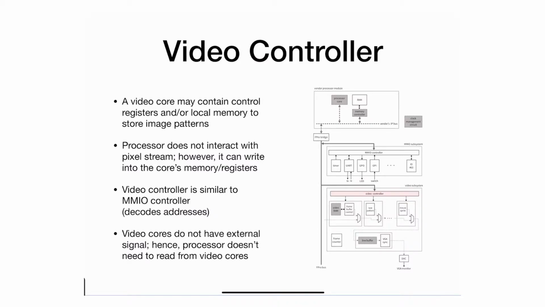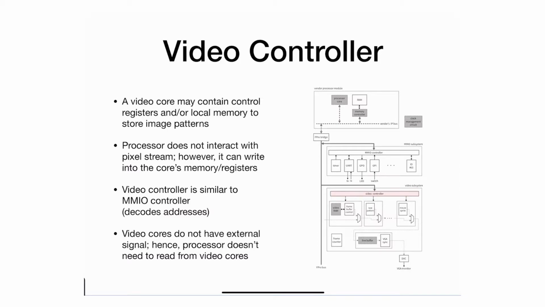One more thing is a video controller is similar to the MMIO controller. It actually decodes and multiplexes addresses. However, it really does not multiplex addresses. We do not need to multiplex any addresses. So a video core does not have any external signals in here. So there's no reason for the processor to read from it. So there's no reason for me to get the video IP core, this one actually, to send any data to the processor. It's only one way, and generally speaking, it's the processor changing certain settings or changing certain information within the local memory or local registers. So this video controller, as we'll see shortly, only decodes. There's no need for multiplexing.